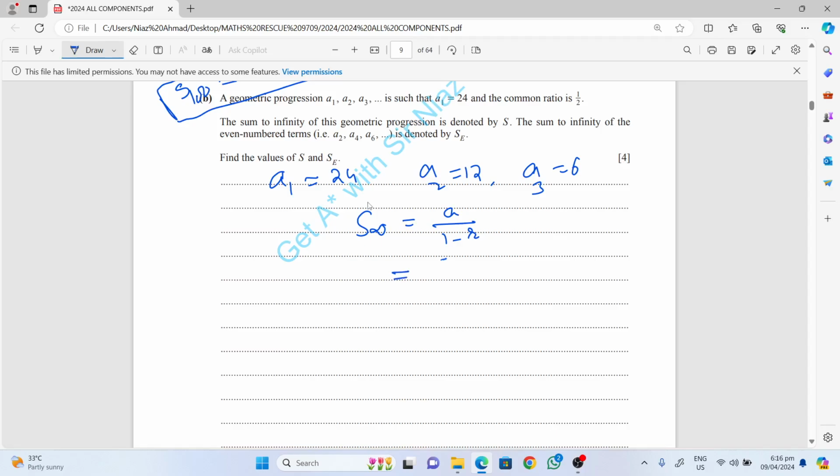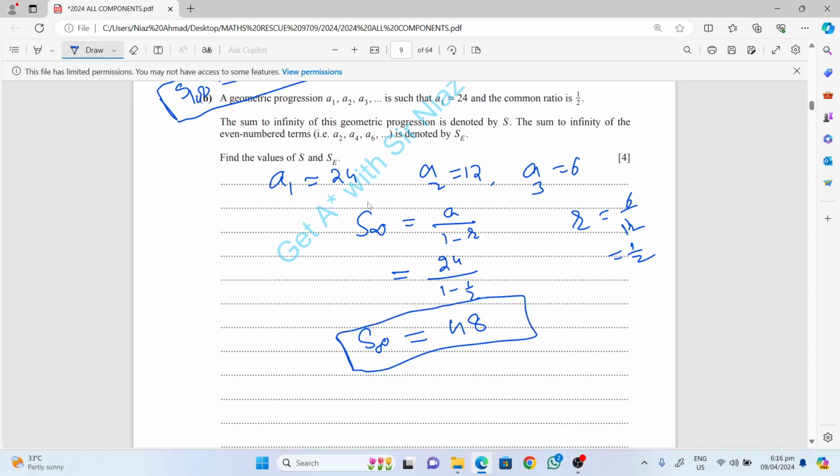My a is 24 and my r is 6 divided by 12, that is 1 by 2. So it will be 1 minus 1 by 2. Grab your calculator, so it will be giving you 48. So your sum to infinity is 48.